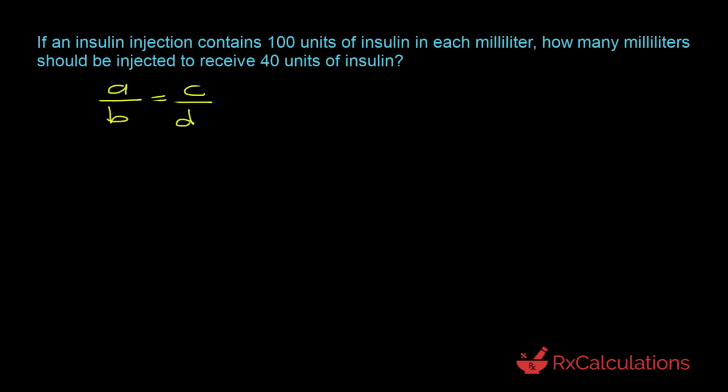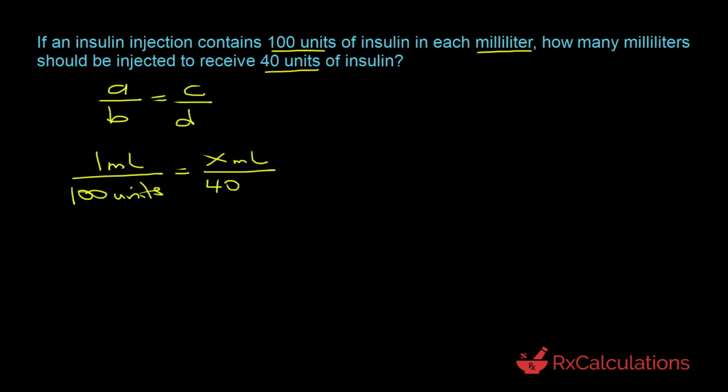So here we have 100 units of insulin in 1 milliliter or each milliliter. And we want to determine the volume that contains 40 units. So the first way you could set this up is to actually have the milliliters in the numerator, which would imply that for each milliliter, it contains 100 units. So this should be equal to some volume in milliliters divided by 40 units, which is what you want to give the patient.